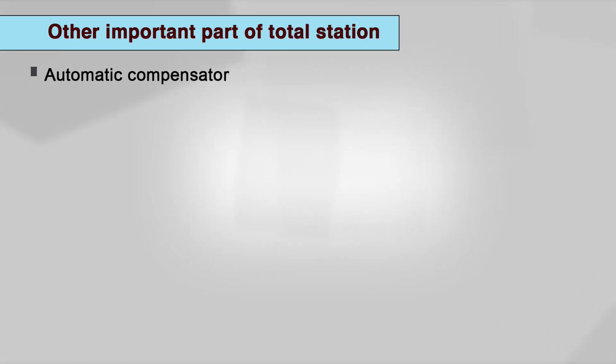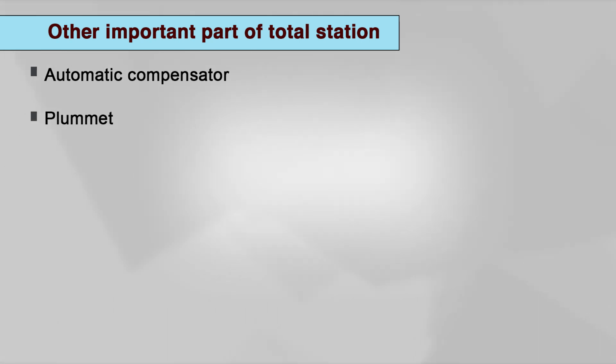Another important part of the total station, the first one, is the automatic compensator. It is assembled in the total station to get precisely indexed with respect to the direction of gravity. It automatically aligns the vertical circle, having 0 degree oriented precisely upward toward the zenith.